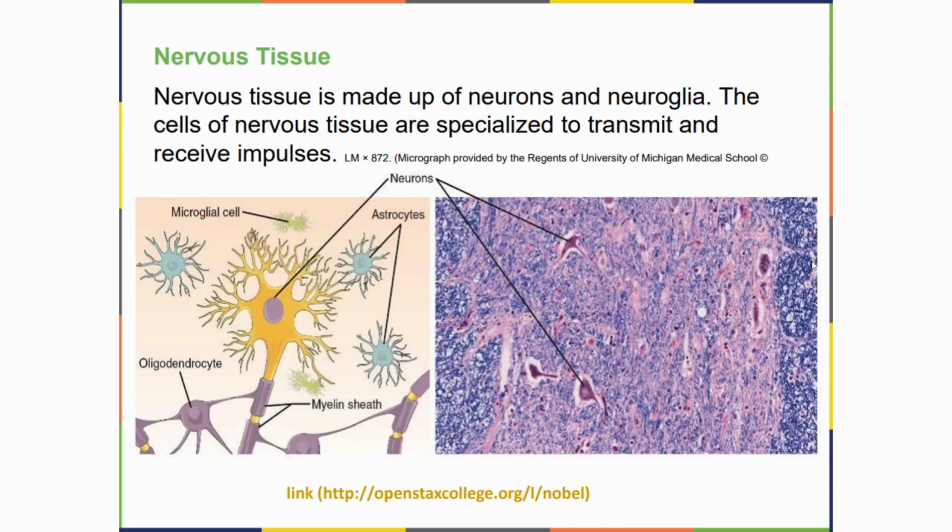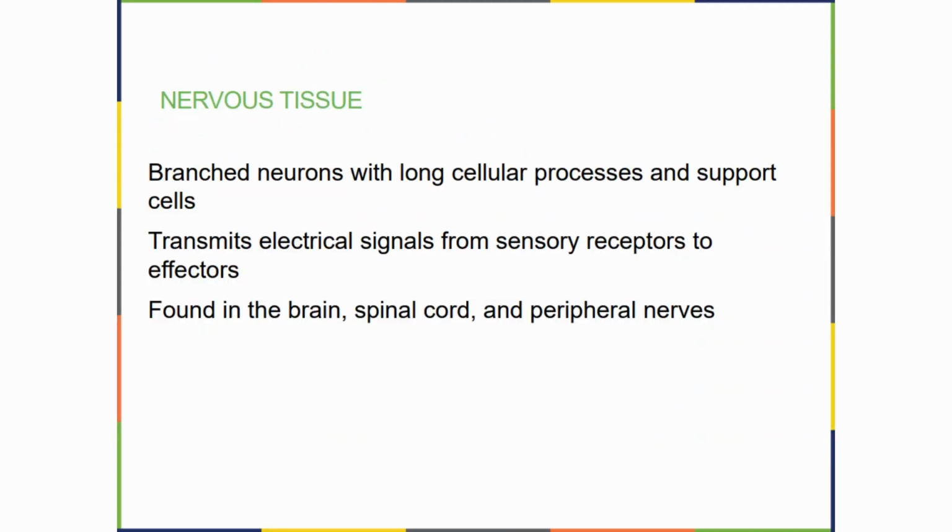So the nervous tissue is made up of neurons and neuroglia. The cells of the nervous tissue are specialized to transmit and receive impulses. Nervous tissue is found in the brain, the spinal cord, and peripheral nerves, which are all throughout your body, and they transmit electrical signals throughout your body from incoming sensations.